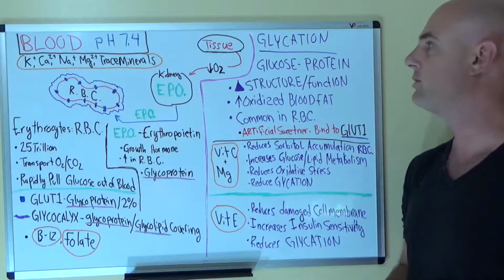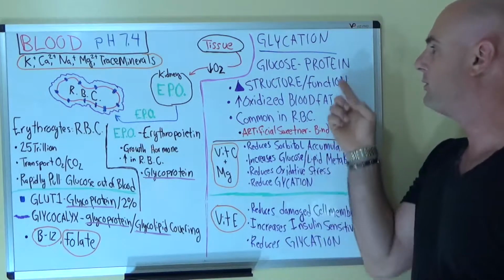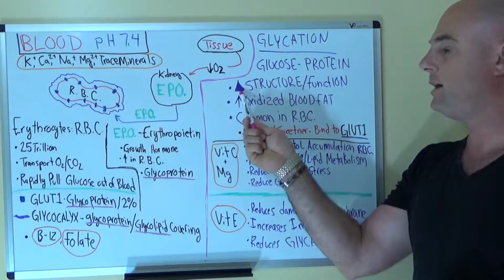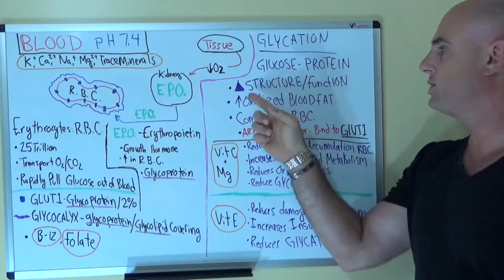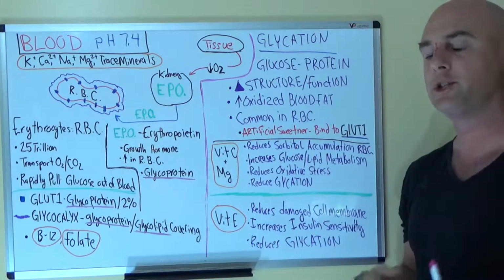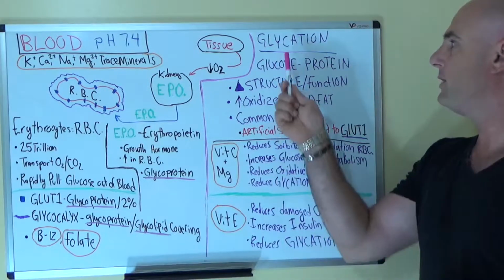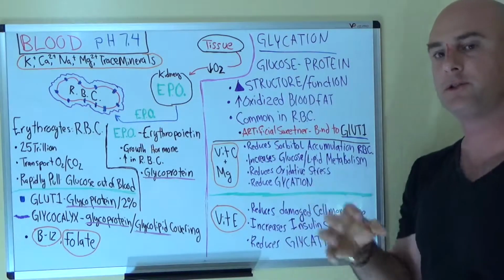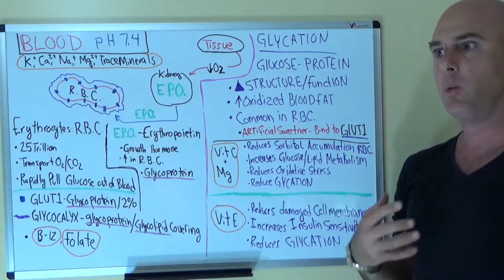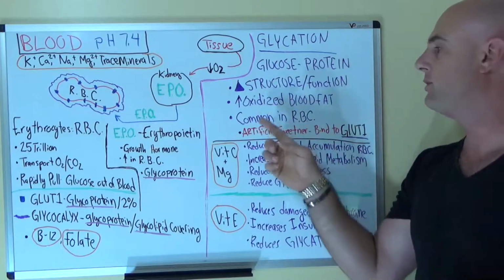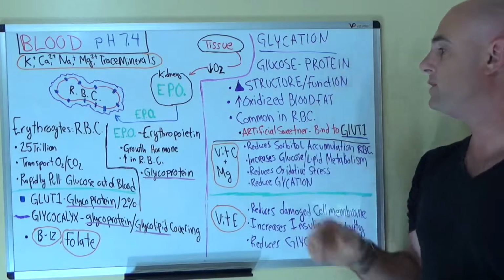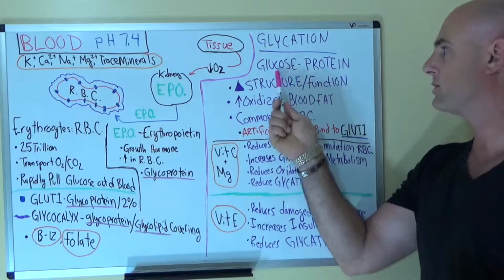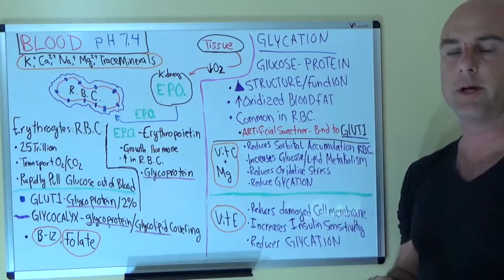Now the downside of glucose is something called glycation. That's when glucose binds to a protein that it's not supposed to. And when glucose binds to a protein it's not supposed to, it causes changes. This triangle indicates change. It changes the structure and the function of that protein, which could actually cause it to be useless. So this is glycation, when glucose and protein are bound together when they're not supposed to be. It causes the protein to lose functionality. What also happens, which is found with diabetics, is that it increases oxidized blood fat. And this glycation issue is common in red blood cells, specifically with diabetes.